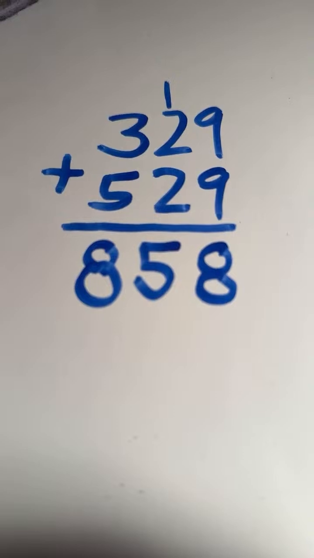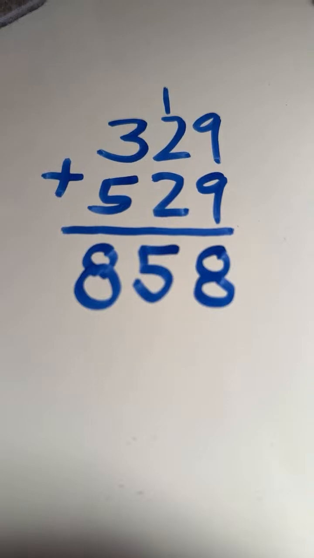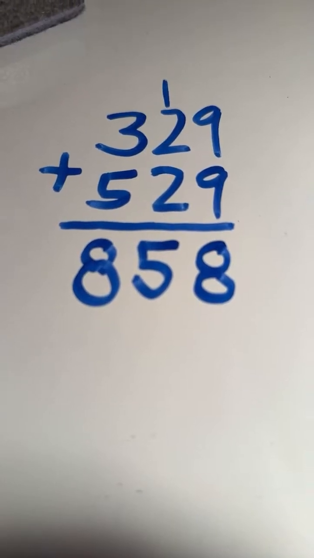And we have our answer, 329 plus 529 equals 858. All right, moving on to the next example.